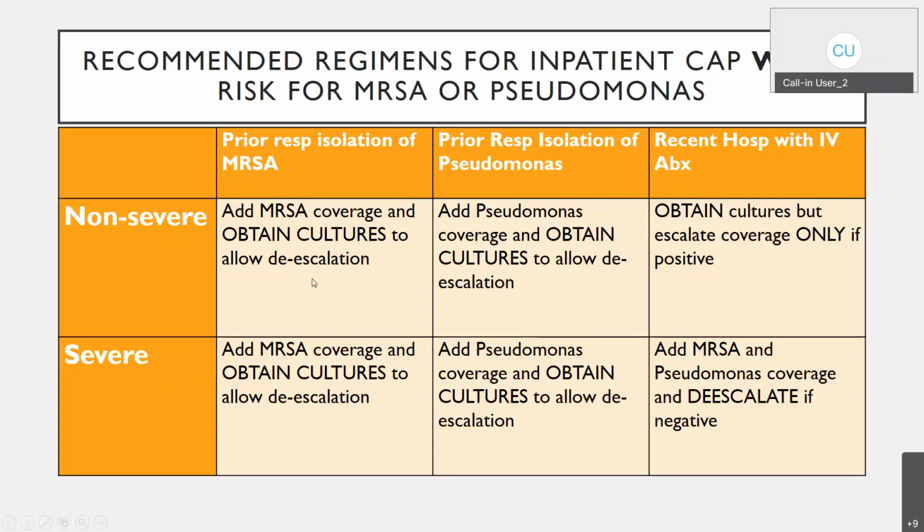So for non-severe pneumonia and they have a prior culture, add the coverage, then de-escalate. If they only have a prior hospitalization, you'll get the cultures and escalate. For severe pneumonia, across the board, you'll add the coverage and de-escalate if the culture is negative.